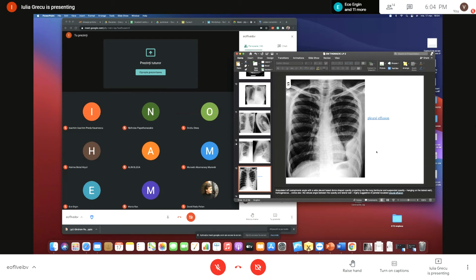Okay, so keep in mind that when you see this kind of laterally loculated effusions, they can give you homogeneous opacities with obtuse angles forming with the thoracic walls, with blunting of the costodiaphragmatic angles, and with no change in position, form and aspect with changing the position of the patient.